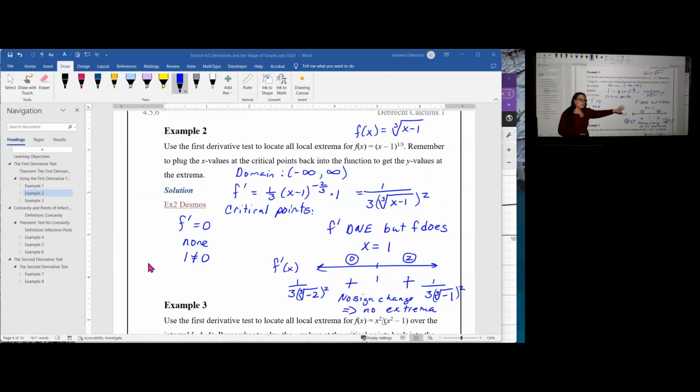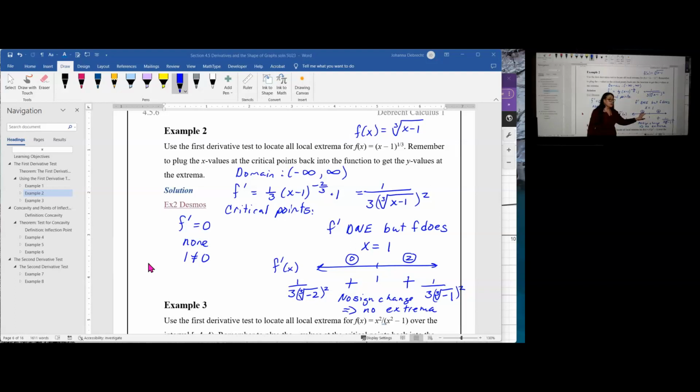There are 2 types. First derivative is 0, or first derivative does not exist, but the function does. It is in the domain. The first derivative will never be 0 because the numerator is 1, which is not 0. There is a place where the first derivative does not exist, but the function does. If I let x be 1, I get 0 in the denominator, which is not allowed. But 1 is in the domain of the function. That makes 1 my only critical value.